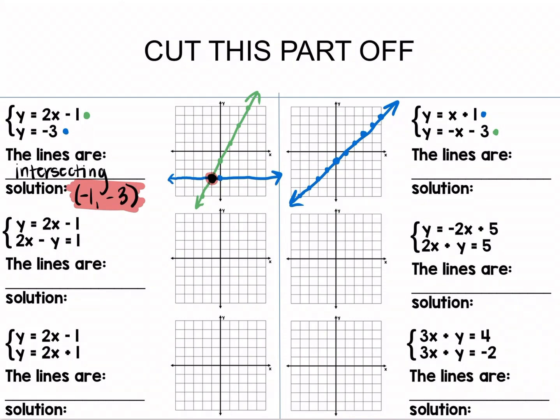And then y equals -x minus 3, so minus 3. And then I'm going down 1 to the right 1, or up 1 to the left 1. Okay, and so then I'm going to draw my line. And if you notice, these lines are intersecting.